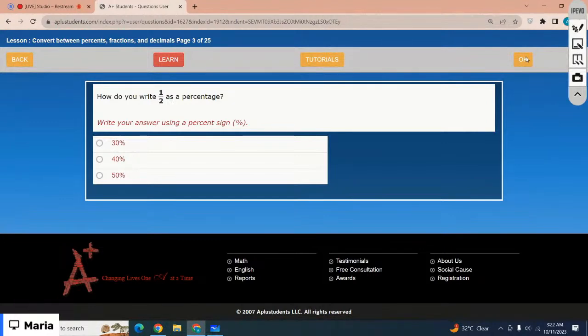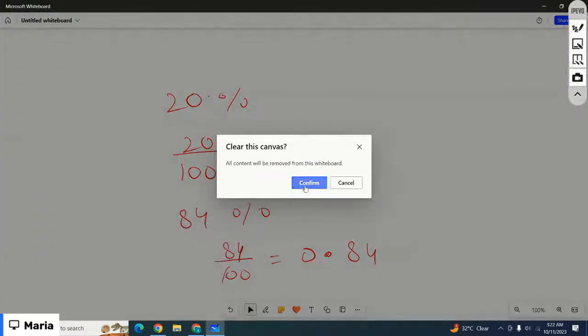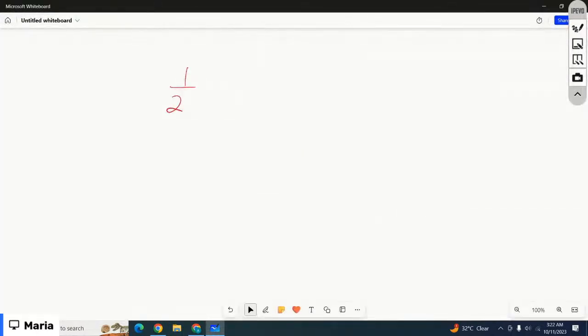How do you write 1 by 2 as a percentage? Which is the correct option? 1 by 2 is a fraction, right? You have to convert from fraction to percentage. You have two ways. Simply divide 1 by 2 and multiply by 100. When you divide 1 by 2, that would be 0.5, and 0.5 times 100 is 50%.